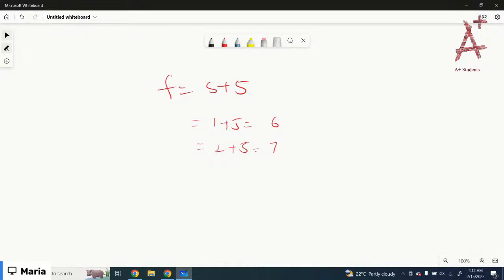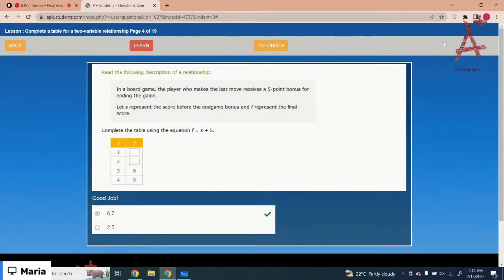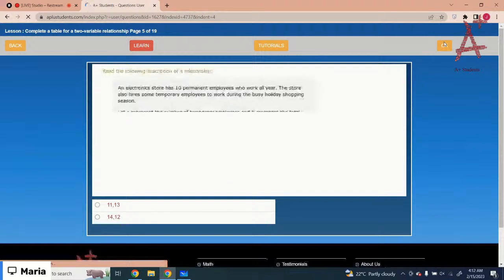So the correct options are 6 and 7. Got it? Just select the correct option and click on the okay.